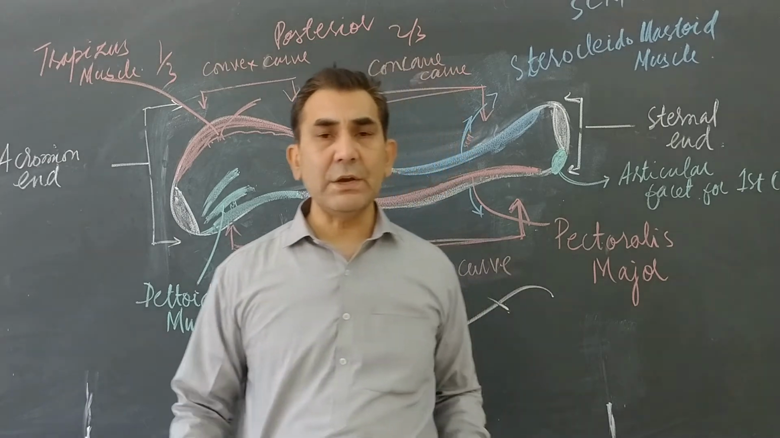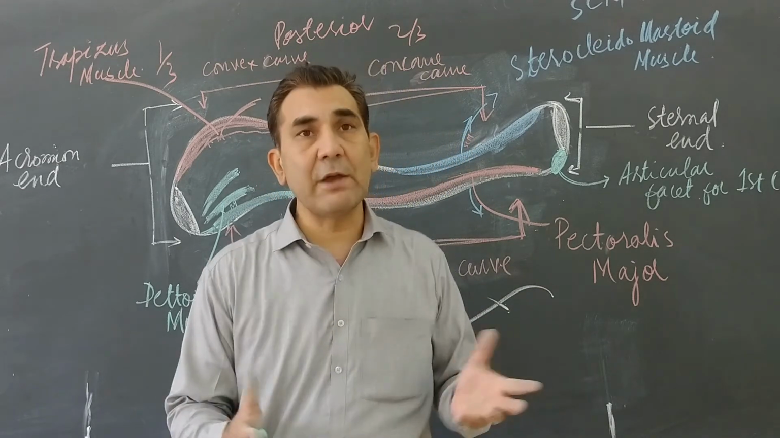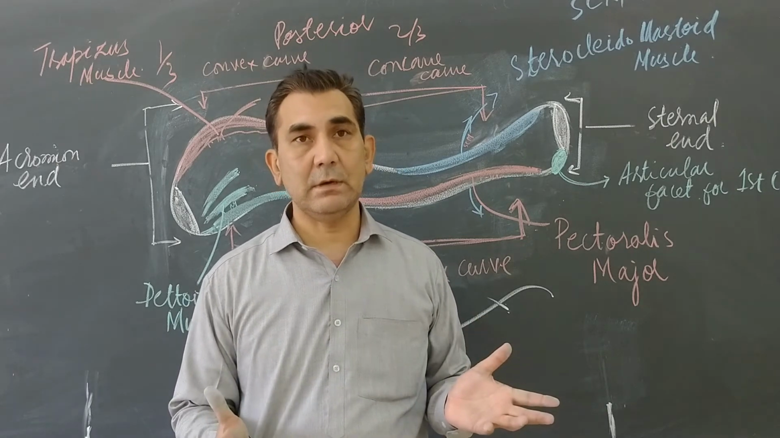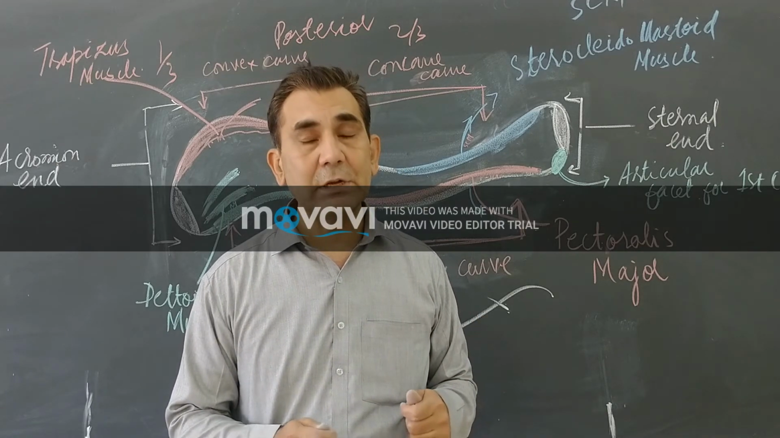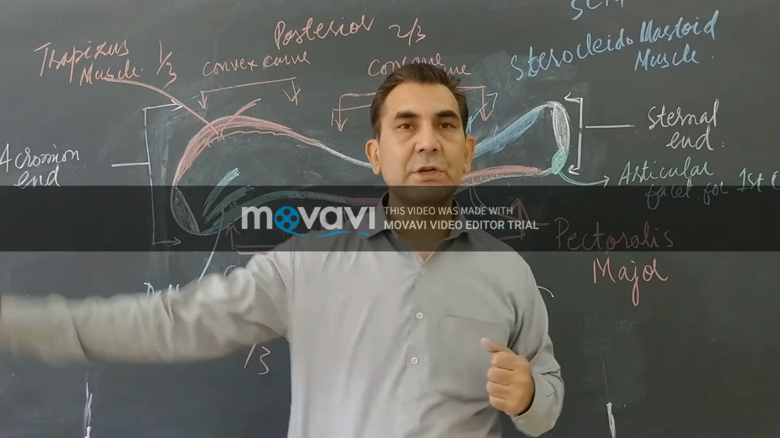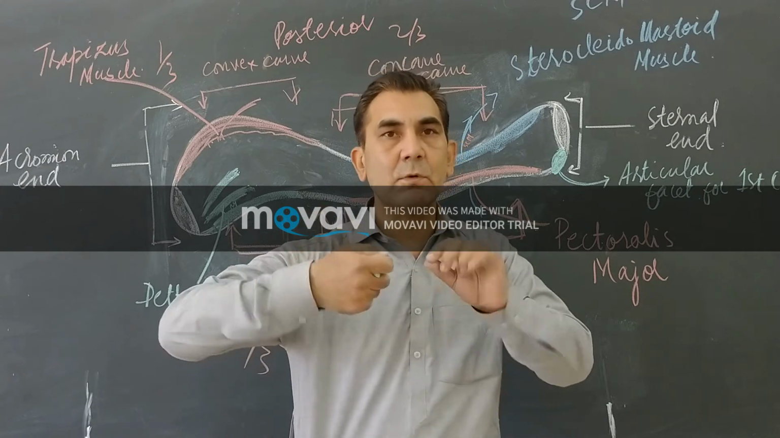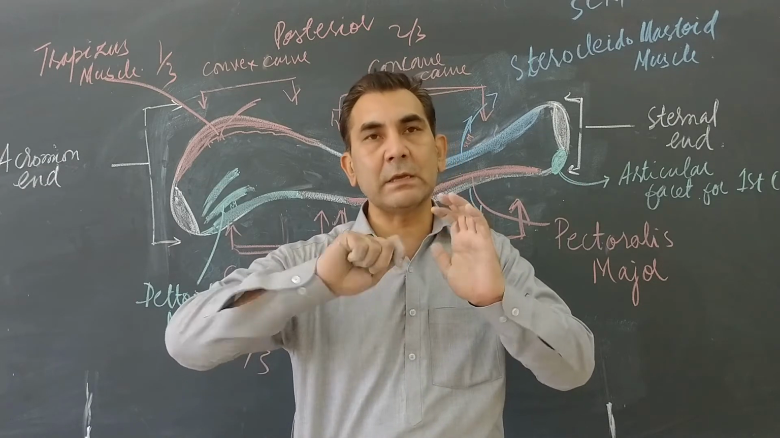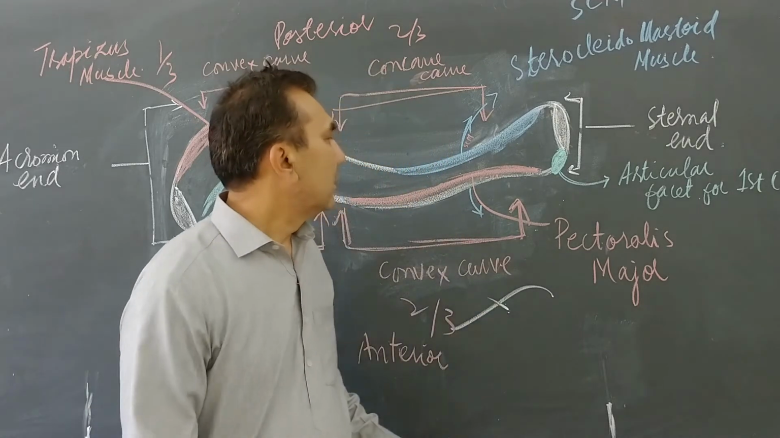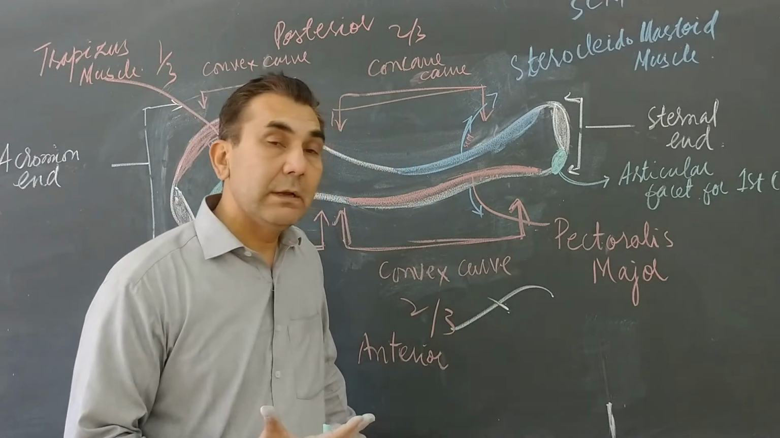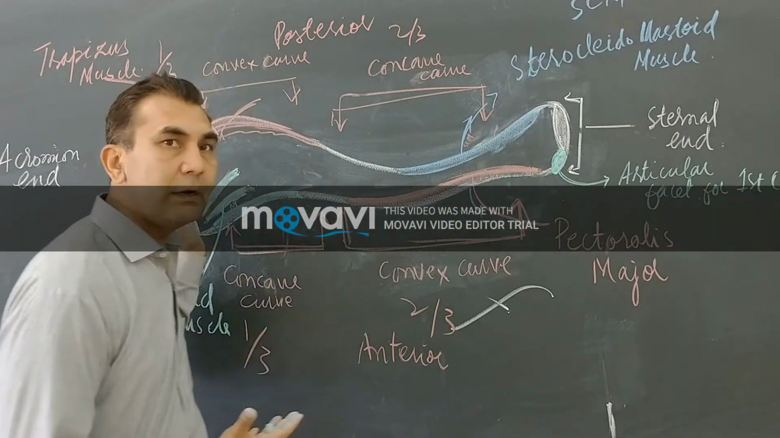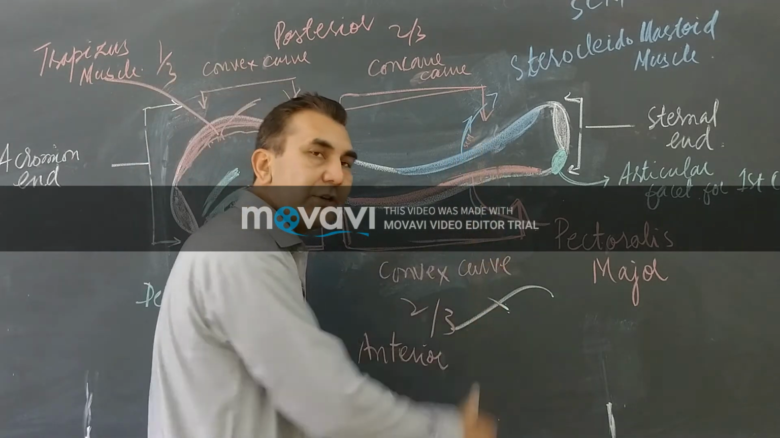The word clavicle is derived from the Latin word clavicula, which means a little key. When you move your upper arm in abduction and adduction, the clavicle moves like a key turning on its axis to open a lock. So the clavicle has three portions: the sternal end, the acromial end, and the middle one, the shaft.